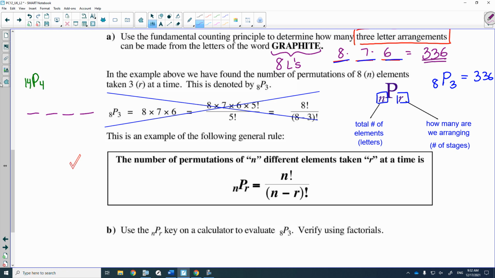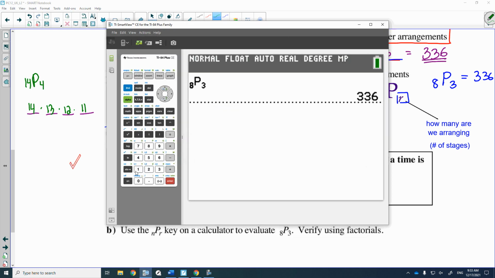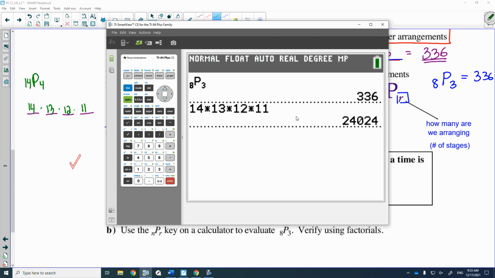and if it's 14 letters in that particular word, we've got 14 choices of letters that can go there. Then 13, 12, and 11. You would multiply those numbers together, and how many 4-letter arrangements you could make from a 14-letter word would be 24,024.